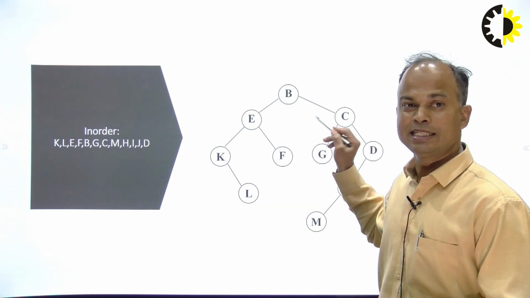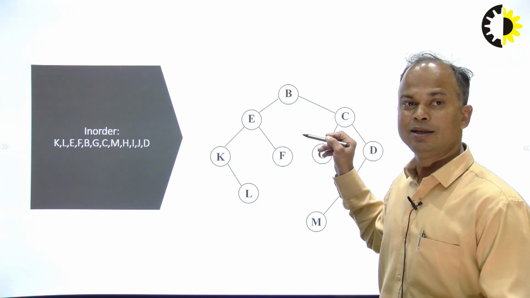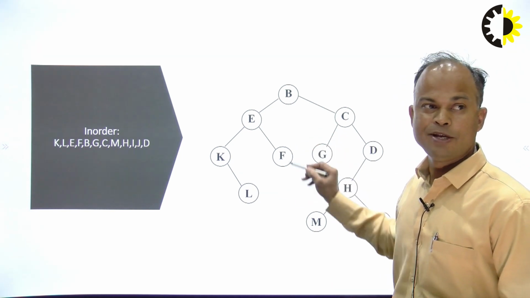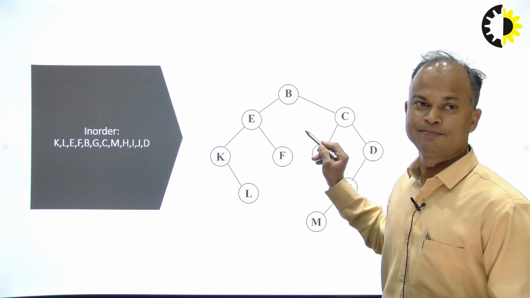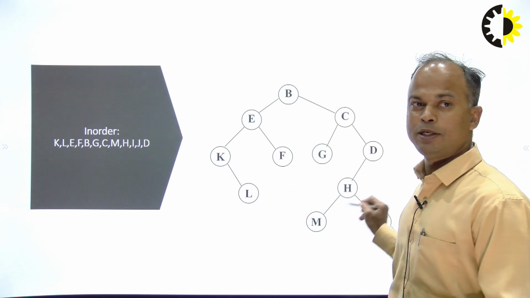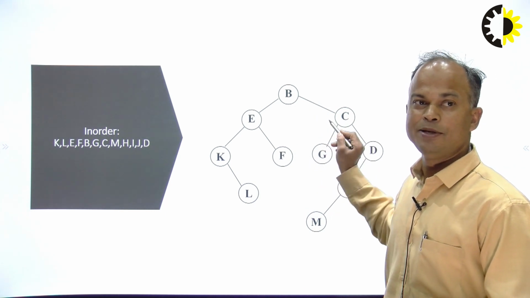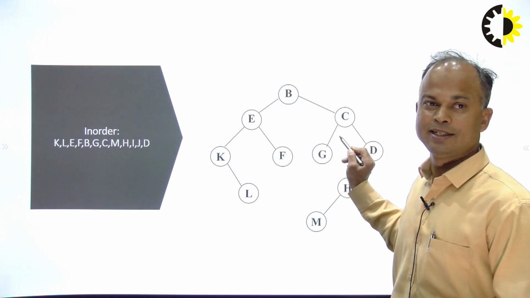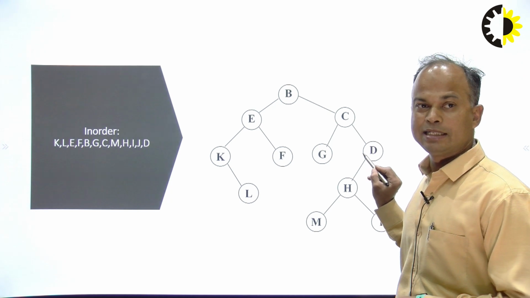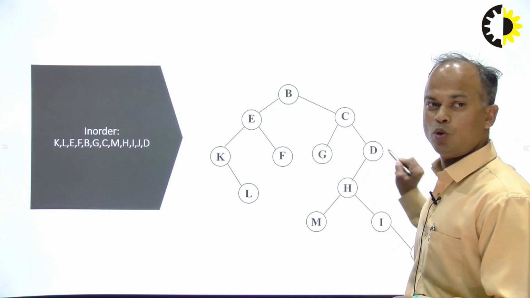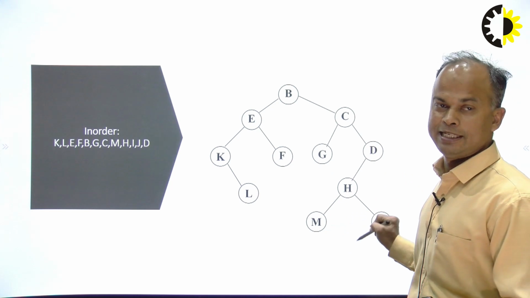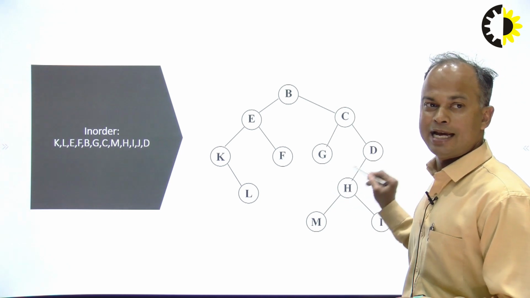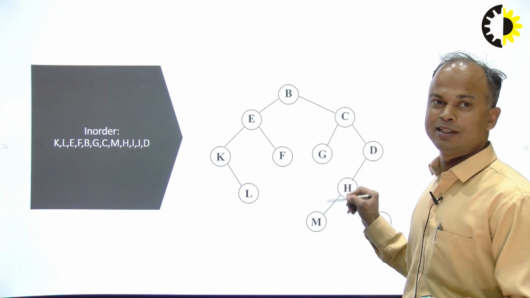C is once again the root of the right subtree. Before visiting C, we need to visit the left subtree. Therefore, we are visiting G. The left part of this particular tree has been visited. Now visit the root. C has been visited. Now we are at the right subtree. Further, at D, D is the root of this particular right subtree. Before the root, we need to visit the left subtree. We are here at H. H is the root.